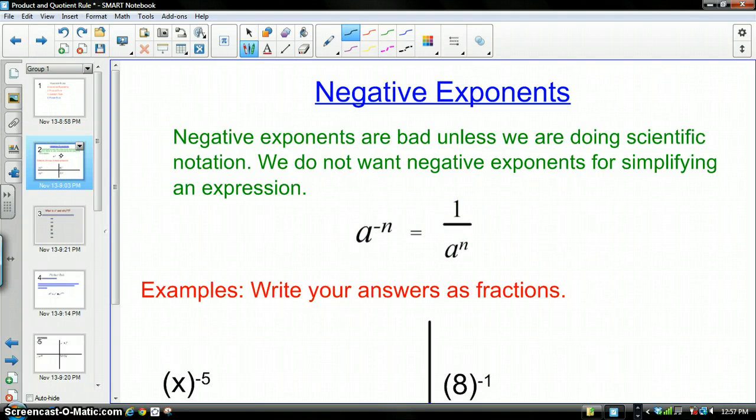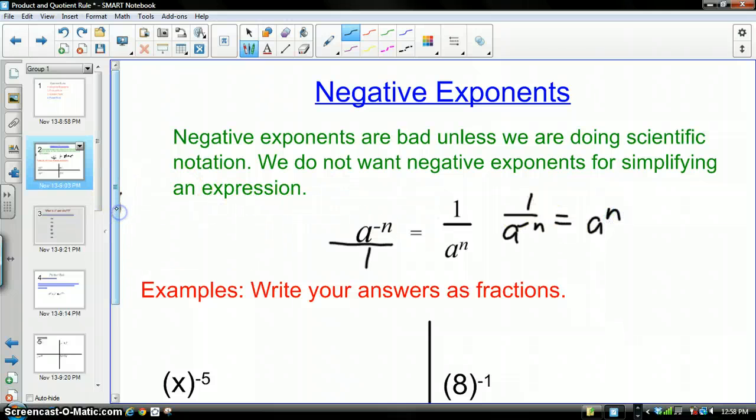Negative exponents are bad unless we are dealing with scientific notation. So we do not want negative exponents when we are simplifying an expression. So to do this, if our negative exponent is in the numerator, we just want to look at this as being a to the negative n all over 1. We just need to flip these. So it becomes 1 over a to the n. Another way to look at this is also 1 over a to the negative n, and this will become just a to the n.